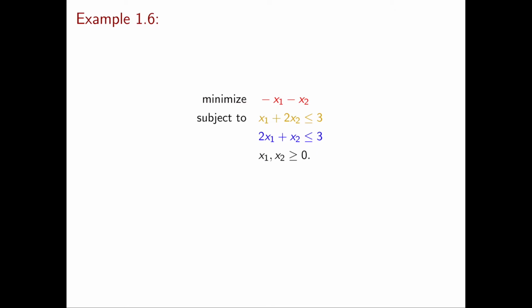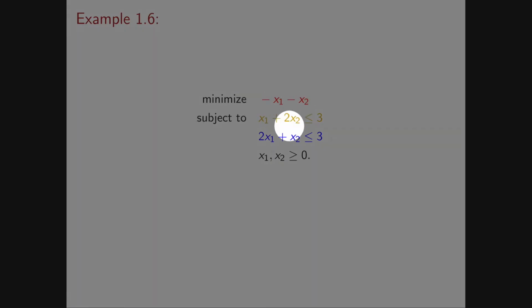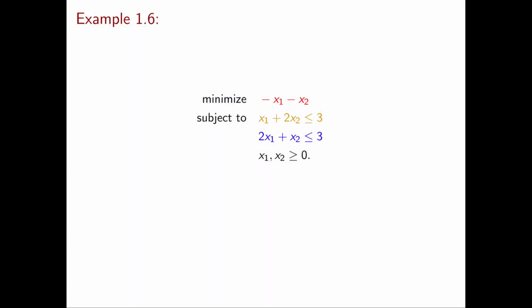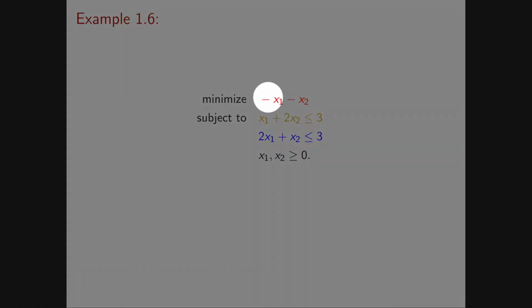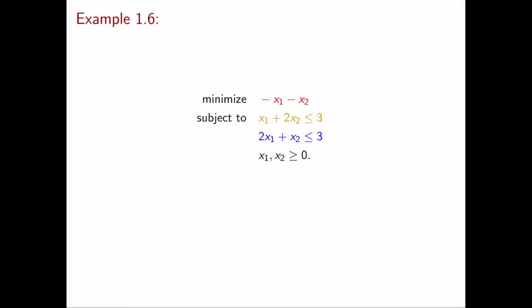Let's now see an example. It has two variables, so we will be able to draw it in the plane. Here we're minimizing minus x1 minus x2 subject to x1 plus 2x2 less than or equal to 3, 2x1 plus x2 less than or equal to 3, and non-negativity on both variables.